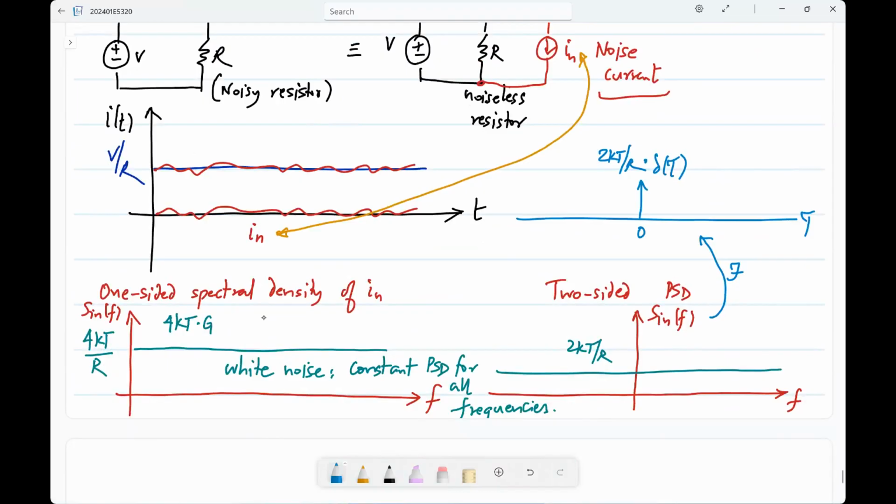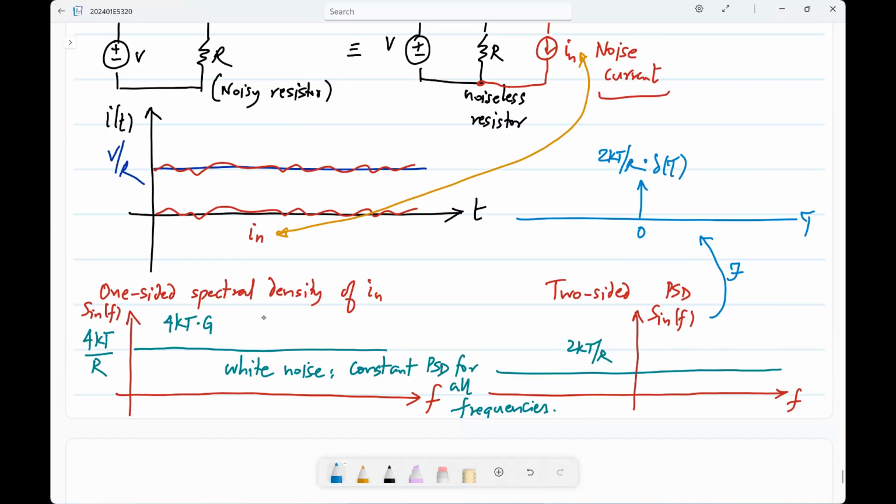But first of all, the autocorrelation being an impulse, what does it mean? It is basically uncorrelated with any other time instant. If the noise at this instant is something, at the very next instant, 5 picoseconds later, it can be anything. So that's what uncorrelated means.